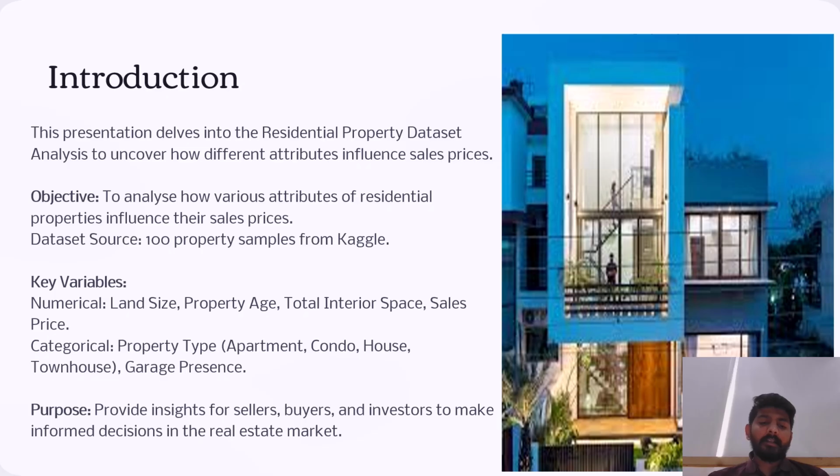Introduction. This analysis uses a dataset of 100 residential properties sourced from Kaggle. We examine both numerical and categorical variables. Key numerical variables include land size, property age, total interior space, and sales price. The categorical variables are property type and the presence of a garage. Our objective is to identify how these features affect property value.